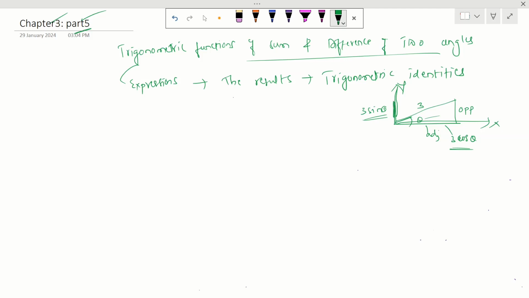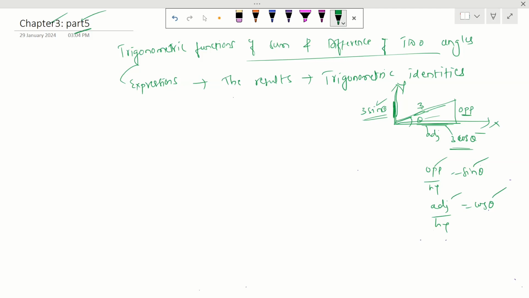Why is it sine theta? Because it is from the opposite side. As we discussed, opposite divided by hypotenuse is sine theta. And adjacent divided by hypotenuse is cos theta. Therefore, the x axis is 3 cos theta and the y axis is 3 sine theta. So we are resolving two components.